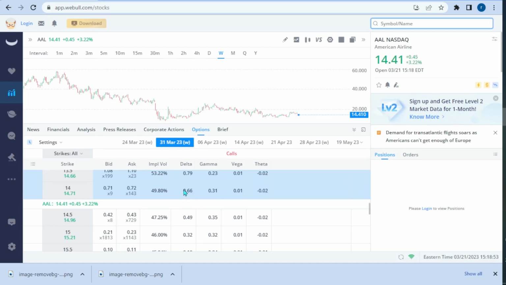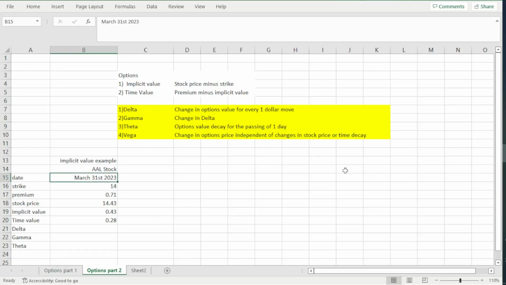So let's just go ahead and type that in right there. Going back here, we're going to type in delta 0.66. So what does this mean?